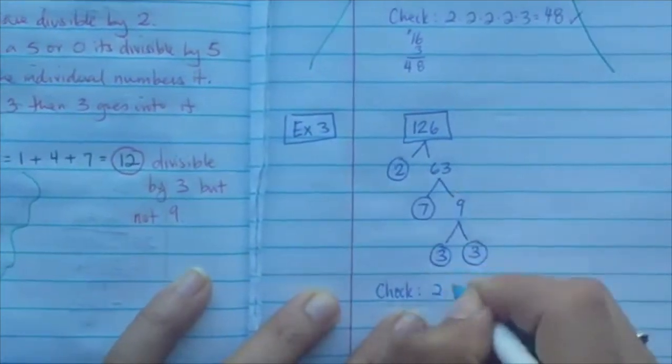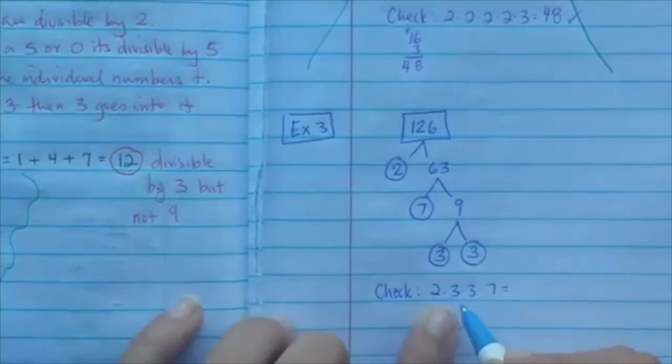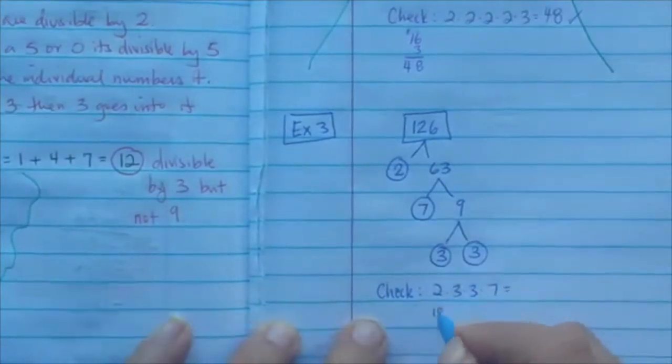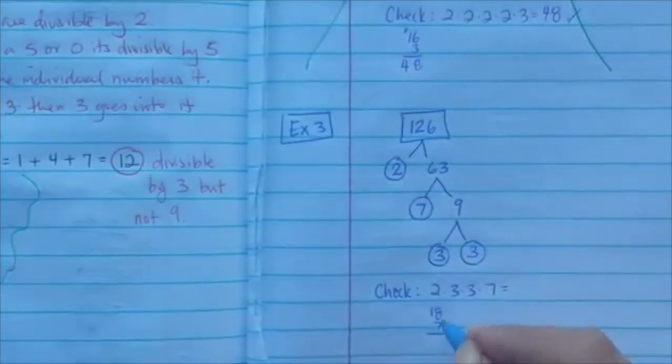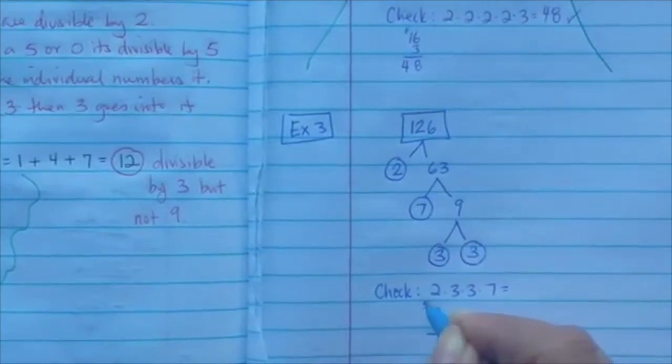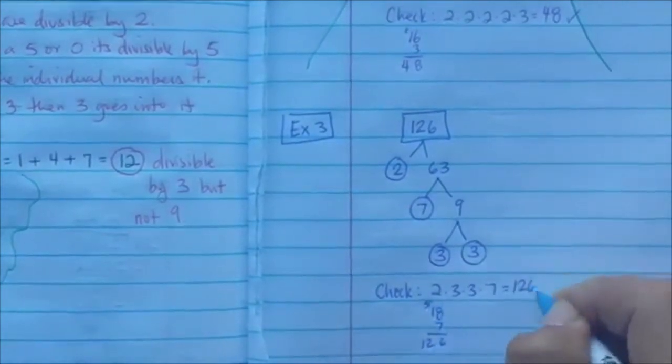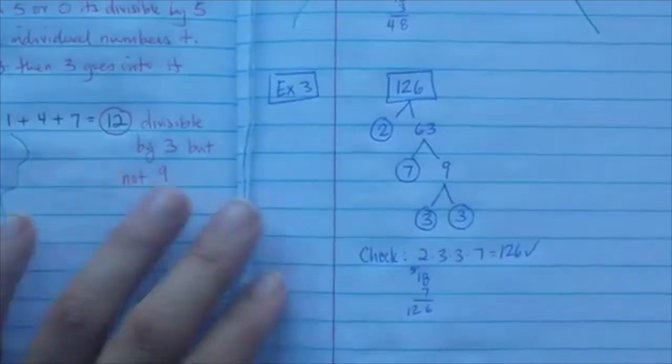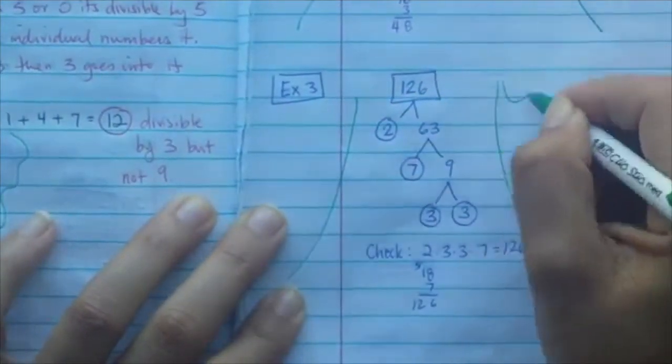So check it. Put it in order: 2 times 3 is 6, times 3 is 18, 18 times 7 is 126. Alright, so I'm good. So don't forget to check it. It's really important because sometimes you make a mistake.